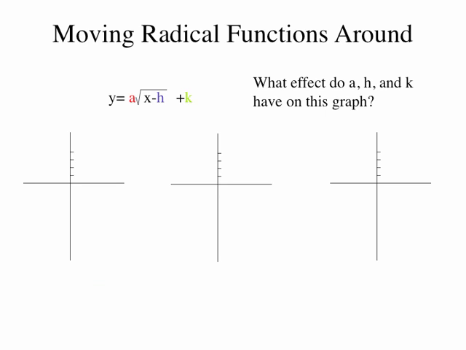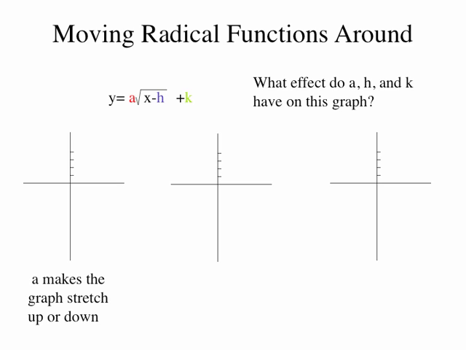Okay, so this is the very most general form of a radical function. y equals some number, a, times the square root of some quantity, x minus h, plus some other number, k. And I want to know, what effect do these three constants, a, h, and k, have on the graph? Well, let's look at them one at a time.